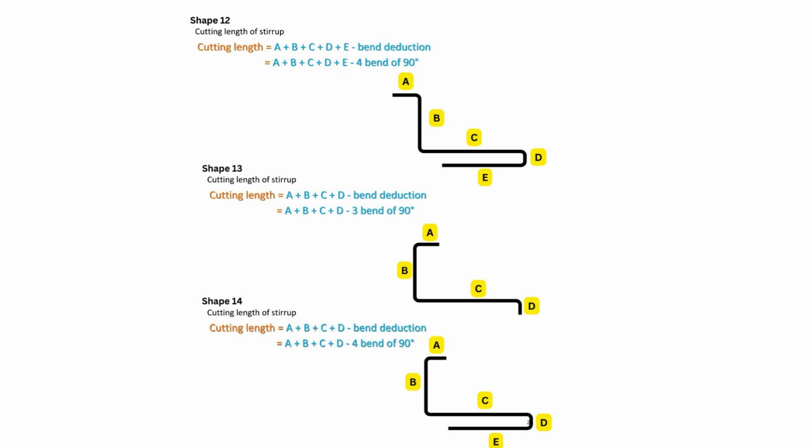Shape 12. Cutting length of stirrup. Cutting length equals A plus B plus C plus D plus E. Bend deduction for bends of 90 degrees. Shape 13. Cutting length of stirrup. Cutting length equals A plus B plus C plus D. Bend deduction for 3 bends of 90 degrees. Shape 14. Cutting length of stirrup. Cutting length equals A plus B plus C plus D. Bend deduction for 4 bends of 90 degrees.